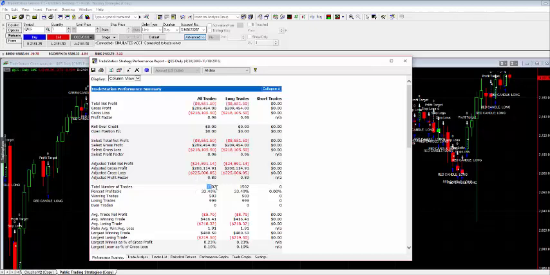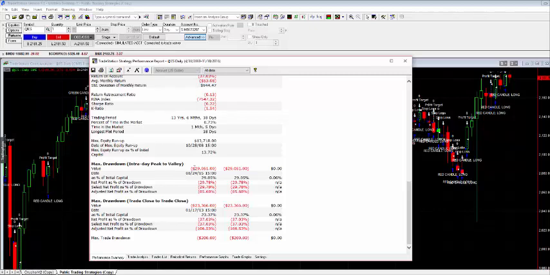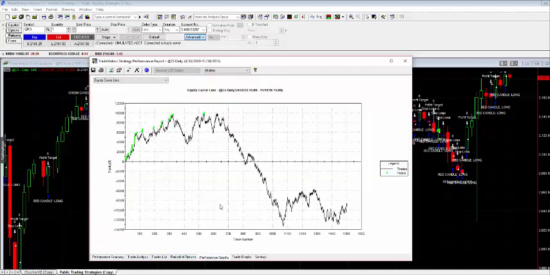It would have had 1,500 trades. The win rate is 33%. It gives you the average trades. The drawdown would have been, wow, actually $30,000. So this is obviously a horrible strategy, but just a very simple one that I wanted to code up to show you what they look like.